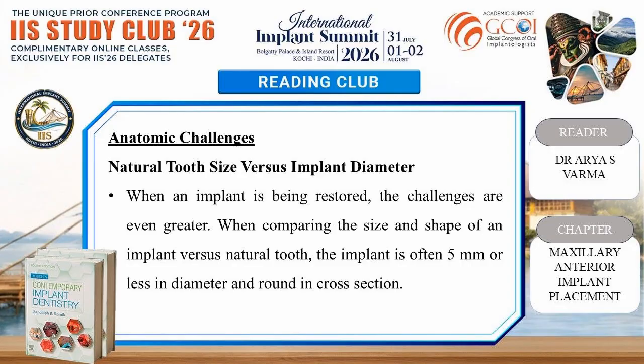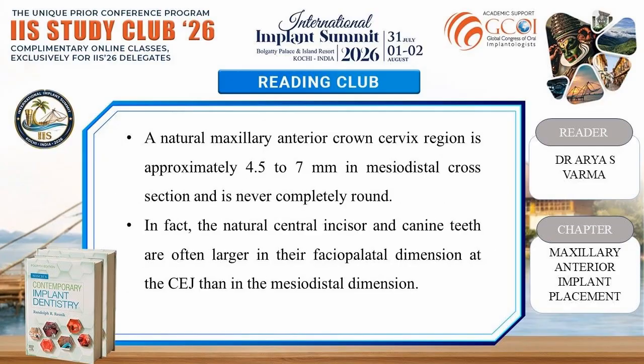When comparing the size and shape of an implant versus natural tooth, the implant is often 5 mm or less in diameter and round in cross-section. A natural maxillary anterior crown cervix region is approximately 4.5 to 7 mm in mesiodistal cross-section and is never completely round. In fact, the natural central incisor and canine teeth are often larger in their faciopalatal dimension at the CEJ than in the mesiodistal dimension.